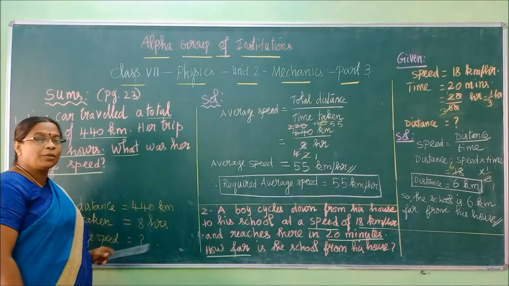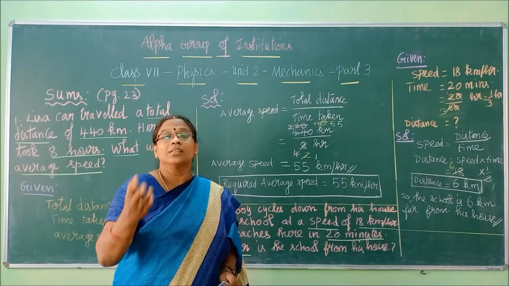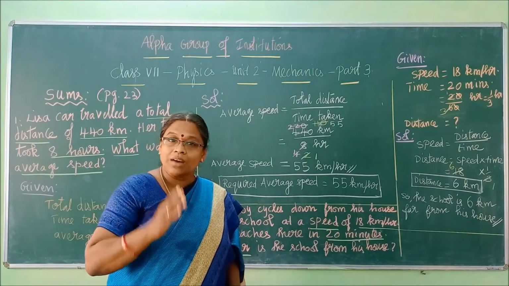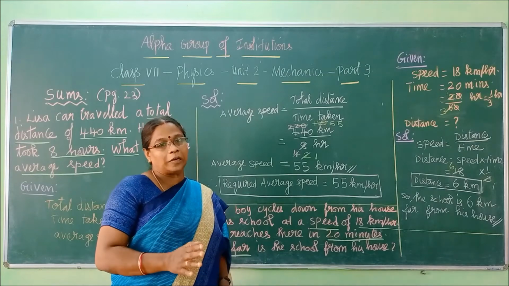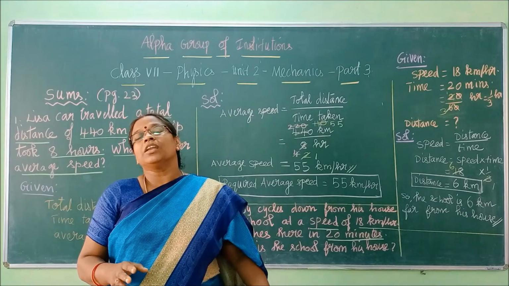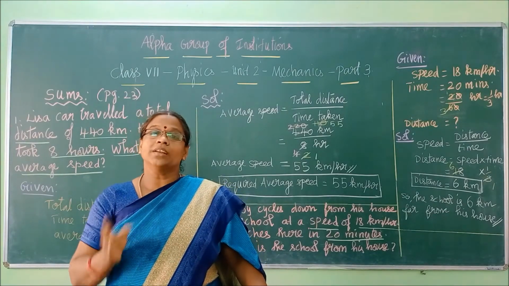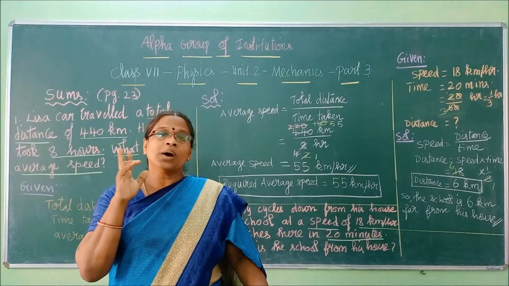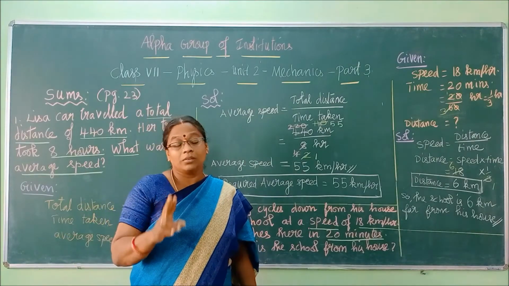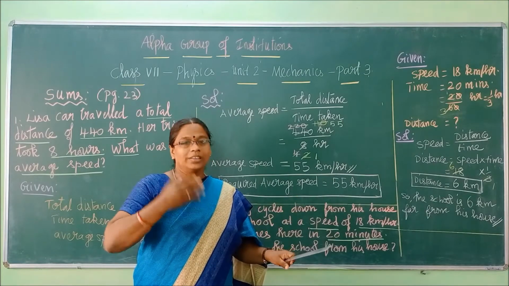Now in this type of sums, you need to remember one thing, children. Kilometer means the time value must be in hour. If the time value is in hour, the distance value must be in kilometer. Same way, the other unit: if the distance is given in meter, time should be given in second. If time is given in second, distance must be in meter. So who are the correct pairs here? Kilometer and hour, meter and second. Remember this in your mind. Conversion methods we are going to do in the next sums.